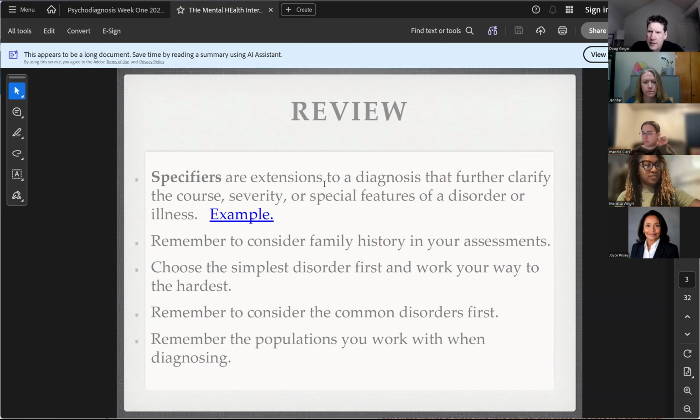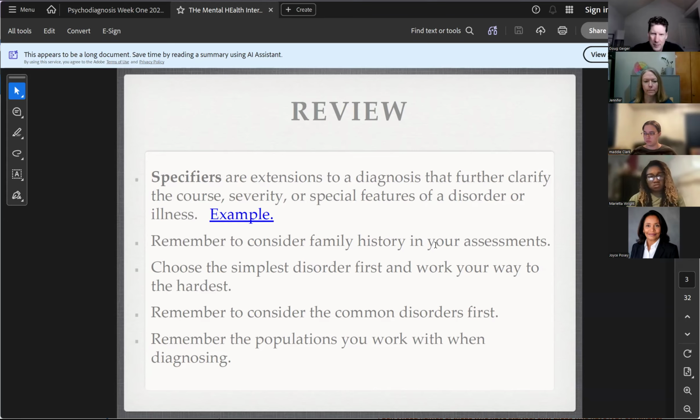So specifiers, we talked about specifiers a little bit earlier. Those are extensions to a diagnosis that further clarify the core severity or special features of a disorder or an illness. There are different diagnoses in the DSM that will say, okay, specify this. And generally, the specifier is little, medium, large, right? Do they have a lot of something? Do they have a little of something? So you can specify it. Or you can specify something like, if it's anxiety, that it's induced from medication or something like that. So you can specify why you're diagnosing something.